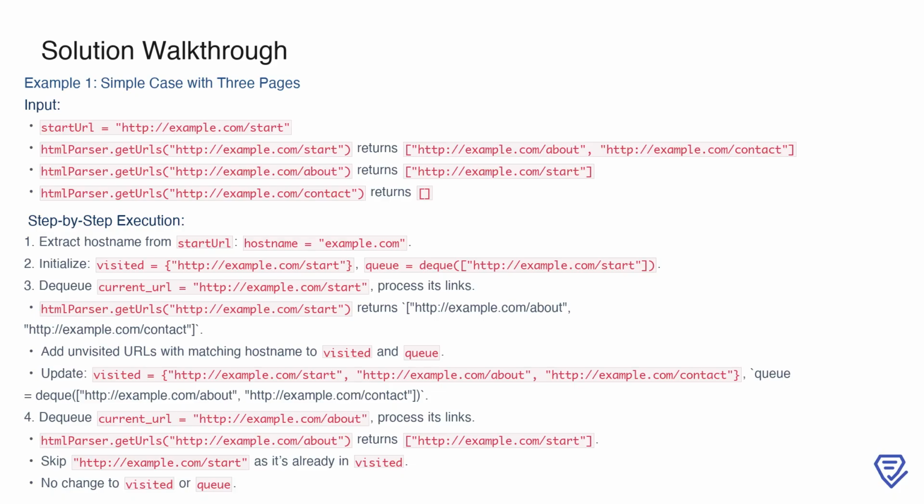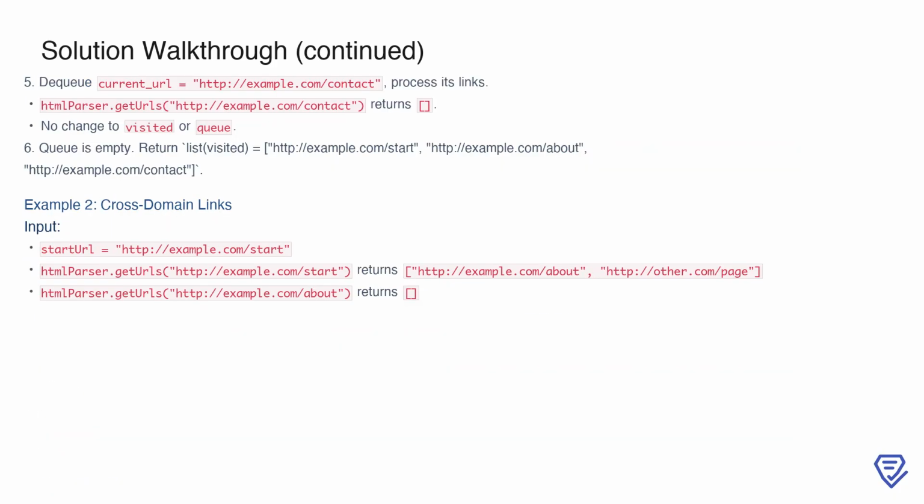Next, we dequeue http://example.com/about, process its links, and skip the start URL link since it's already visited. At this point, there are no changes to either visited or the queue. Continuing with the example, we now dequeue http://example.com/contact from the queue. Since the HTMLParser.getURLs method returns an empty list of links for this URL, there are no further updates to the visited set or the queue. At this stage, the queue becomes empty, signaling the end of the crawling process.